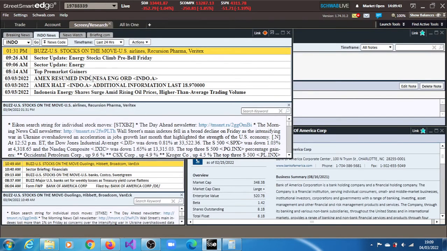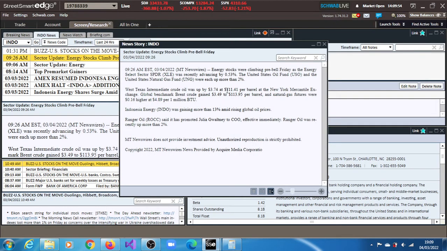Let's see whether there's any news. It was halted at some point, but that was yesterday, not today. It says energy stocks are climbing pre-bell, as the energy sector XLE was recently advancing by $0.53. The United States Oil Fund and the United States Natural Gas Fund were each up more than 2%. WTI crude was up $3.74 to $111 per barrel at the New York Mercantile Exchange. Global benchmark crude gained 3.49 to 113.95 per barrel, and natural gas futures were 0.16 higher at 4.89 per 1 million British thermal units.